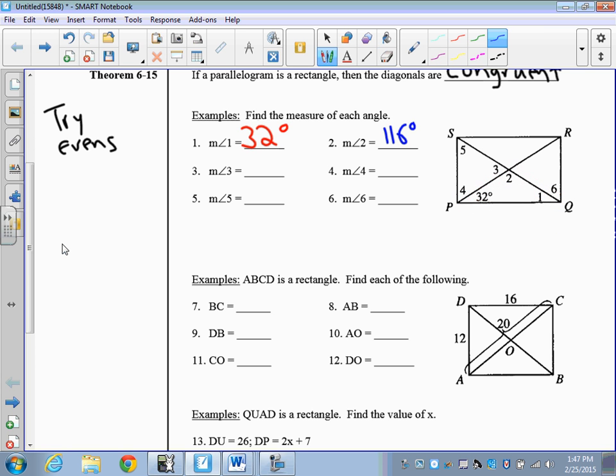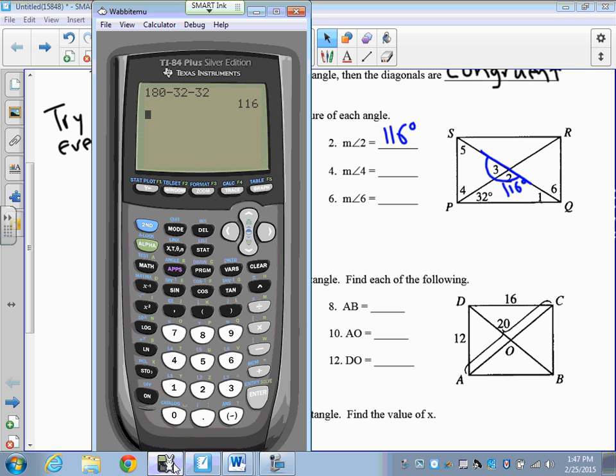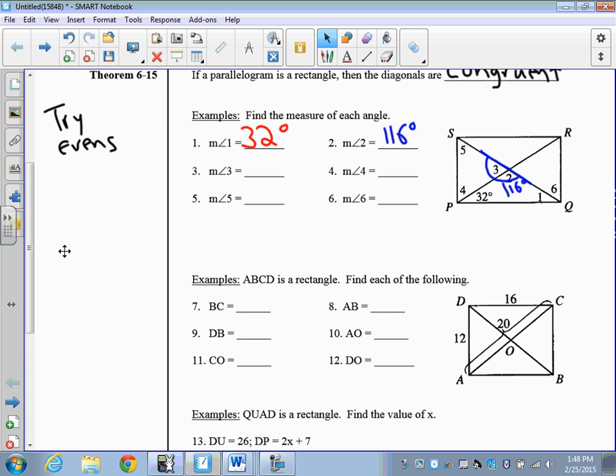So we should see we have a linear pair between angles 2 and 3. If angle 2 is 116, well, what's angle 3 need to be? Well, those are supplementary. A linear pair adds up to 180. So we just have 180 minus 116, which is 64.